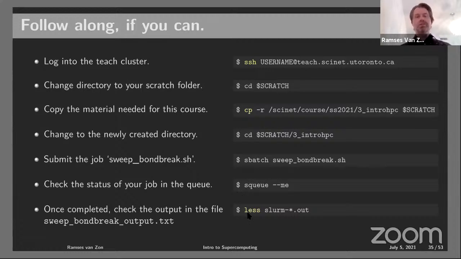Once it's done, or even as it's going, it will create a file called slurm- and then a number .out. That number is a job ID. There's a way to change the name of the output, and I did that in some previous version of the slides. That's why this sweep bond break output.txt is mentioned here. That's a mistake. You just want to look for slurm-star.out.